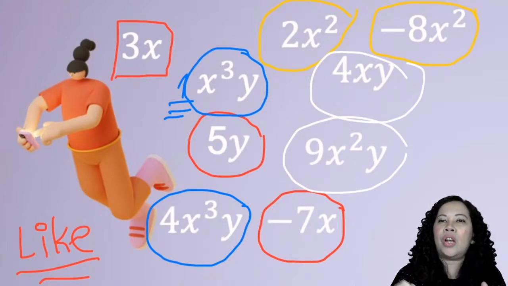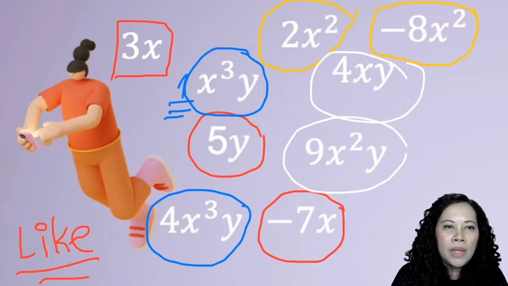Okay, so we are just talking about which of the following are like terms. You have 2x squared and negative 8x squared, they are like terms. 3x and negative 7x are like terms. X cubed y and 4x cubed y are like terms. And that's it.